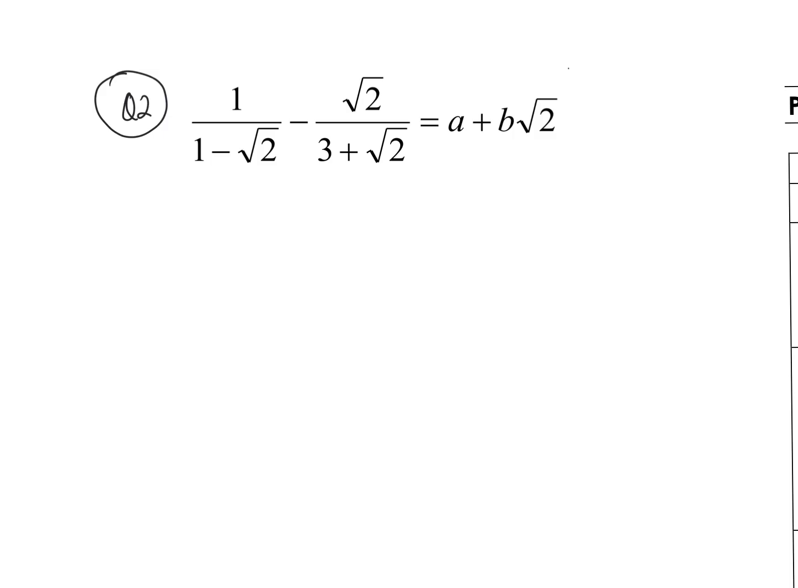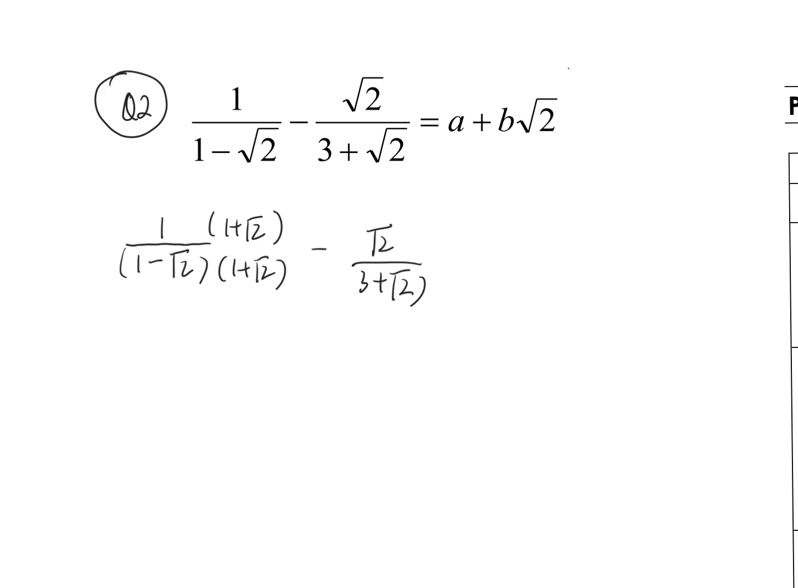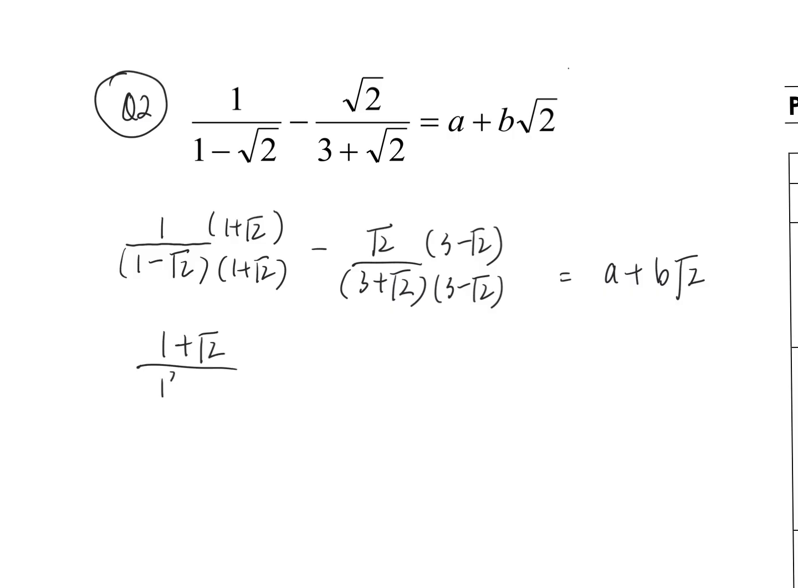Okay, first thing first, rationalize both the fractions. So make this 1 plus root 2, 1 plus root 2. Then the second one, you introduce 3 minus root 2. So the right side, don't do anything. You are supposed to compare later. So rationalize the first one. You will end off with this. Okay, rationalize the second one.